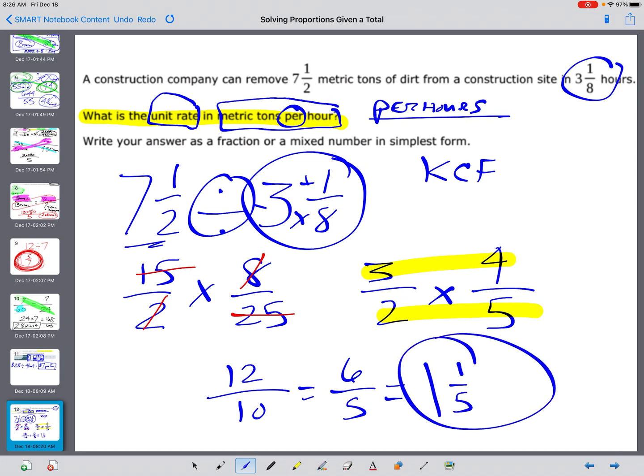So our answer finally is that it is a unit rate of 1 1/5 metric tons per hour. 1 1/5 metric tons per hour.